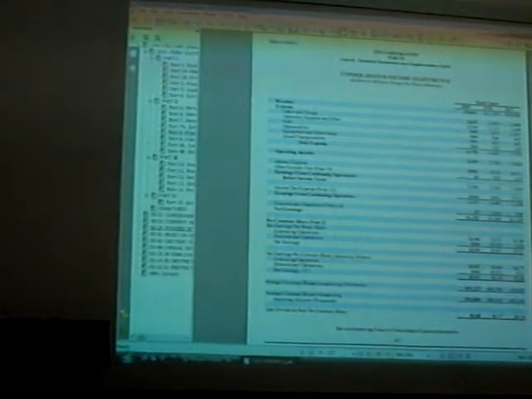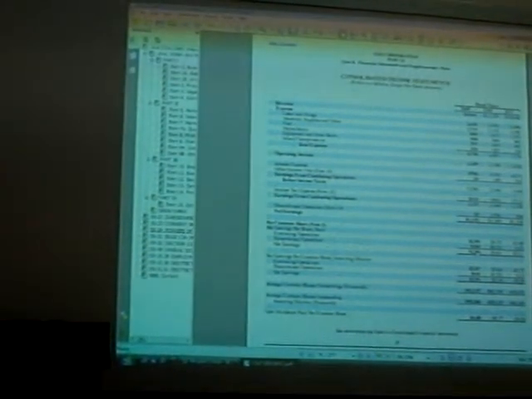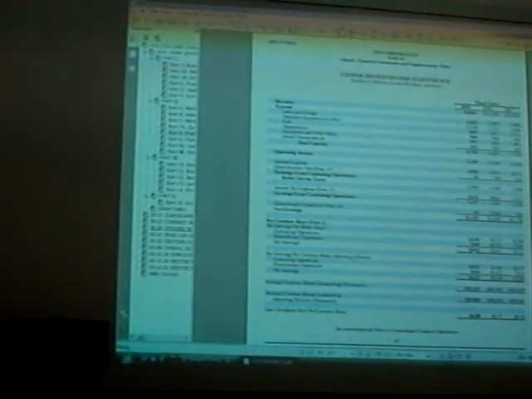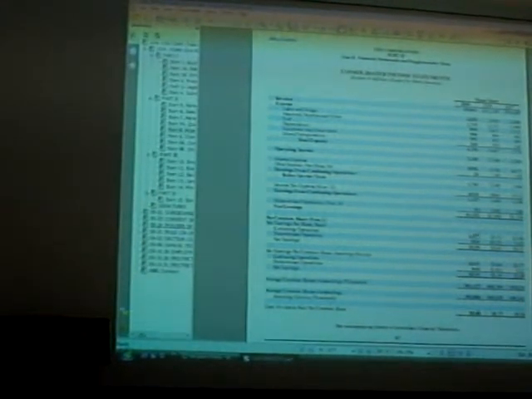Down here it's continuing, assuming dilution, $2.91 as opposed to $2.94. Cash dividends per share. So it made $2.94 a share. It paid out 88 cents a share in dividends. That's not shabby.